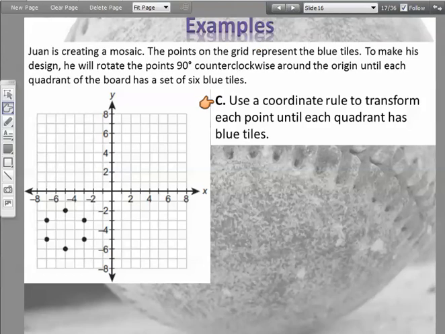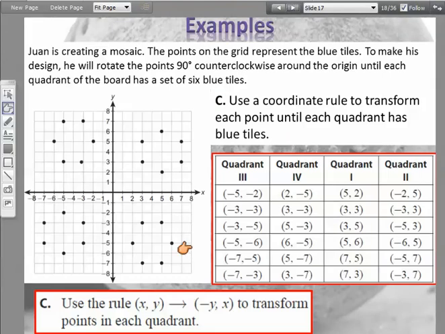C says, use the coordinate rule to transform each point until each quadrant has blue tiles. And it'd be kind of hard. My pen won't let me put points on here, and I don't want to sit here and make a whole bunch of points, so I just put the new grid up here. Okay, so here's his original blue tiles. He rotated it 90 degrees counterclockwise, and he ended up in quadrant 4. Now each time he used this rule. So here's what all of his points were in quadrant 3 if you plotted each of these points right here.